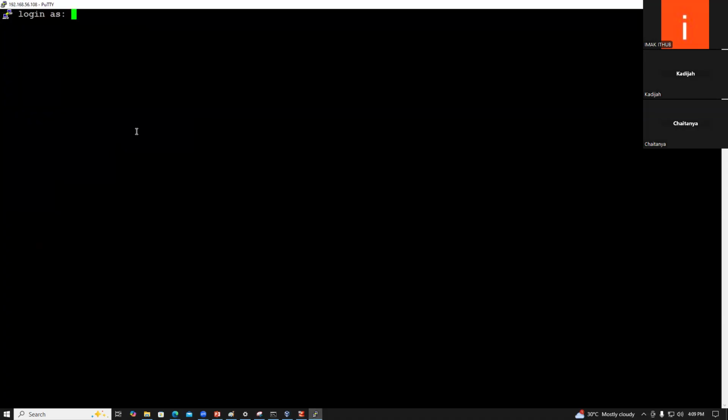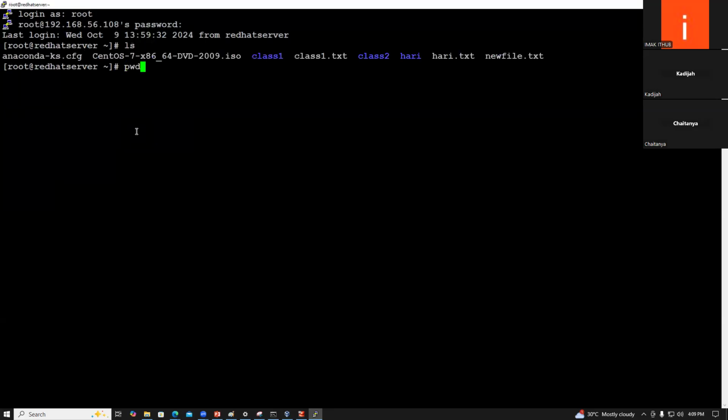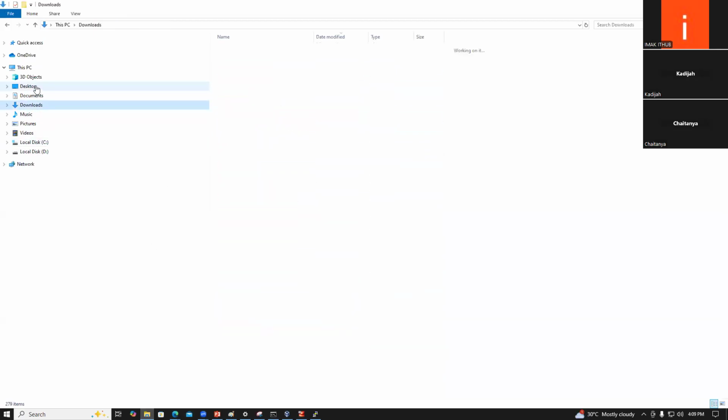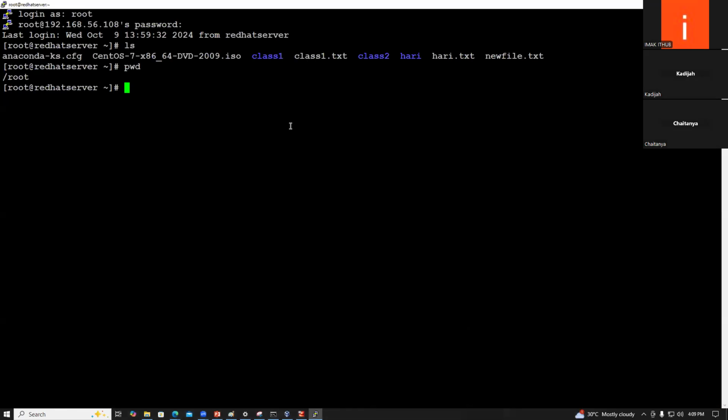So this is the Linux system. I logged in as the root user. Password is Red Hat. So ls, pwd. This is the command line interface. How are you interacting with this OS? Through commands only. How are you interacting with this Windows OS? Graphically, through downloads, objects. If you want to go to a folder directory, cd class1.